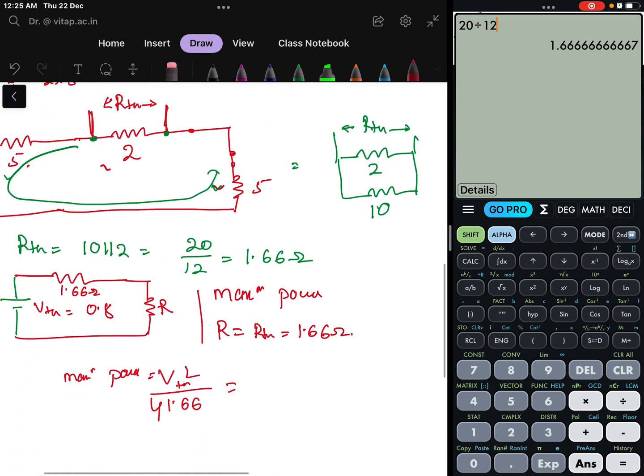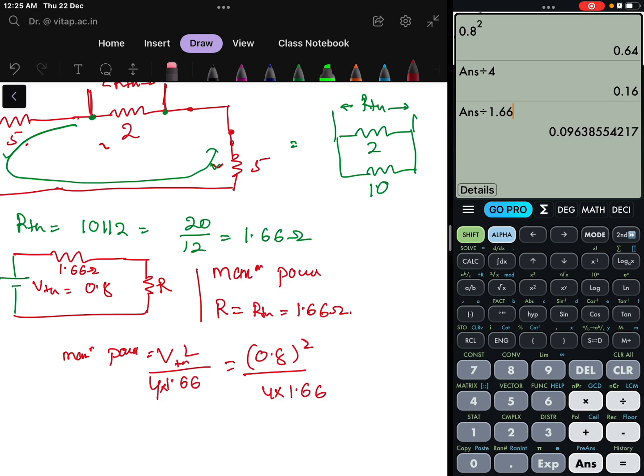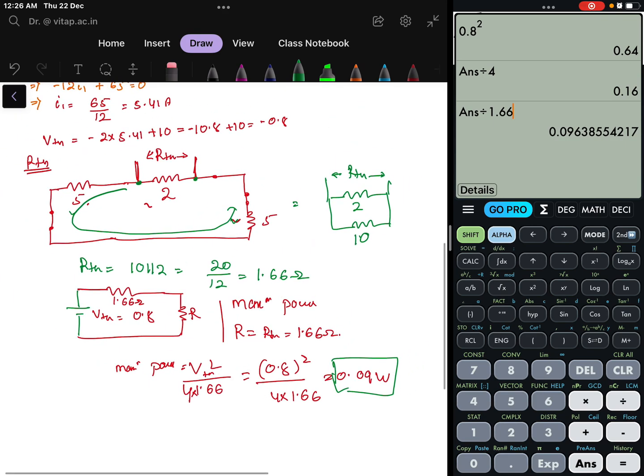So that is equal to, VTH value is how much? 0.8 square divided by 4 into 1.66. Okay, so let us calculate that. So VTH 0.8 square divided by 4 divided by 1.66. So that is equal to 0.09 watt. So this is the maximum power that can be delivered to the load, or to the R resistance. So this is how you can calculate the maximum power, and this is the process.